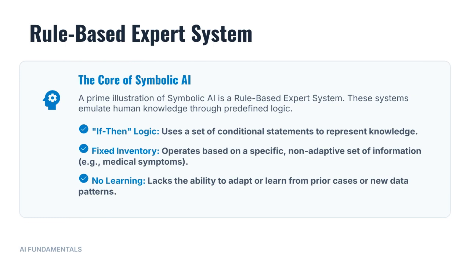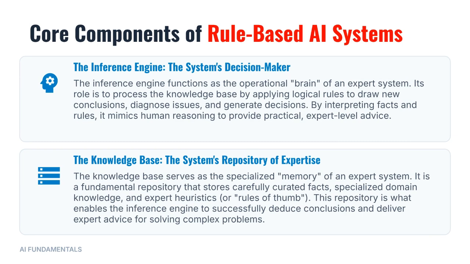A rule-based expert system is the core of symbolic AI, using if-then logic to emulate human knowledge. These systems operate with a fixed inventory and lack the ability to adapt or learn from new data. Rule-based AI systems have two core components. The inference engine is the system's decision maker, applying logical rules to draw conclusions. The knowledge base is the system's repository of expertise, storing curated facts and expert logic.